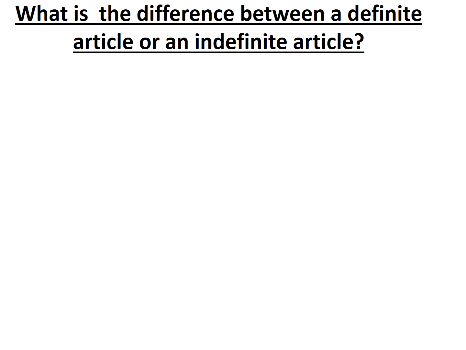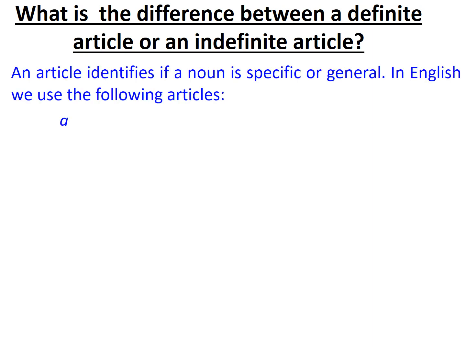In this video we'll be answering the question, what is the difference between a definite article or an indefinite article? But first of all, let's remind ourselves that an article identifies if a noun is specific or general. And in English we use three articles: a, an and the.